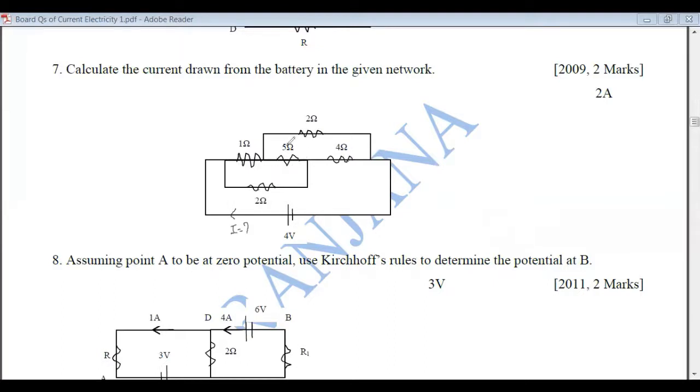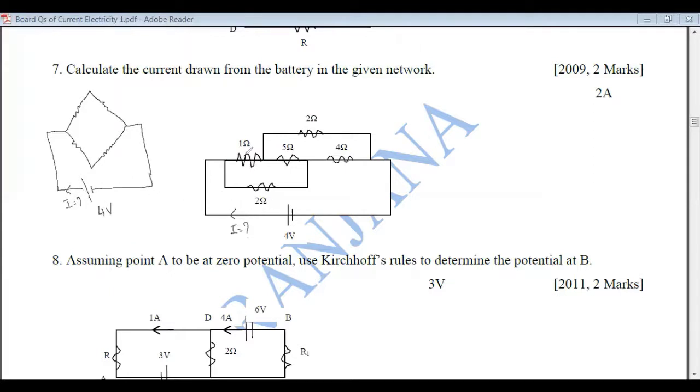So this 5 ohm is the diagonal. So let us draw it along the arms of a quadrilateral. And this 5 ohm resistance will be along the diagonal. So this is the 4 volt battery, and here you have to find out this current I.